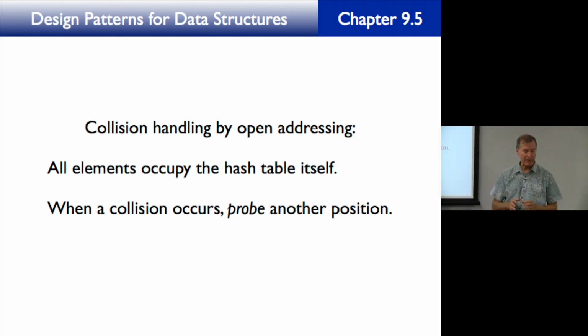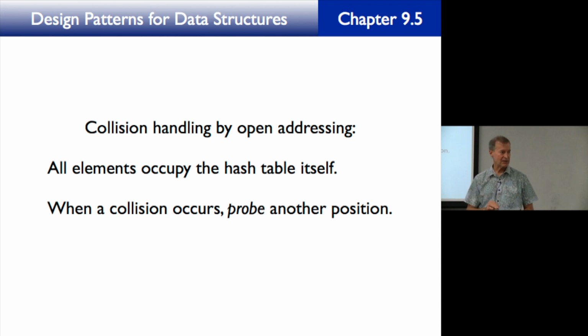But with collision handling by open addressing, you literally use the cells in the hash table to store the key value pairs. So they are literally stored in the hash table itself. And what happens then is if you have a collision and you try to insert an element into the hash table and it hashes to an index that has already been occupied, then you look for someplace else in the table.